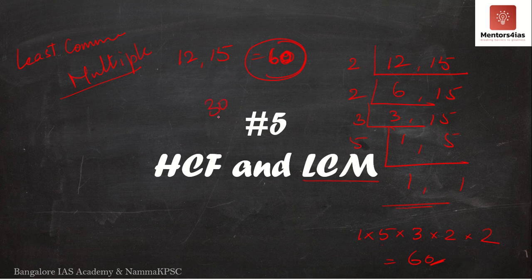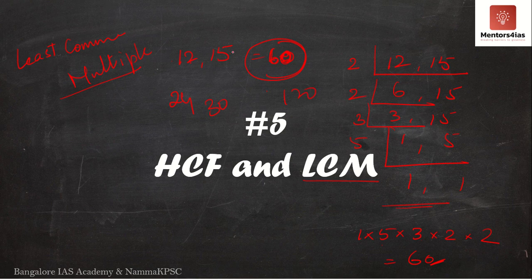See, for example, take 30. 30 is divisible by 15 but not by 12. Similarly, if you take 24, 24 is divisible by 12 but not by 15. What is that number which is divisible by both 15 and 12? It is 60. The first number to be divisible by both 12 and 15 is 60.